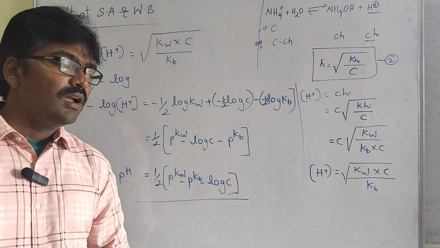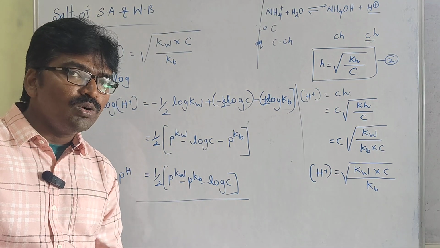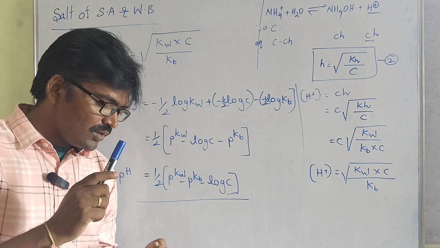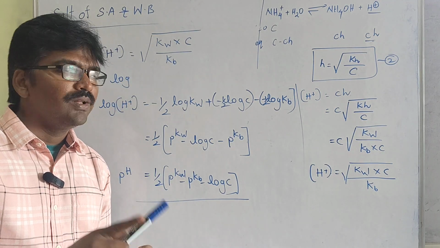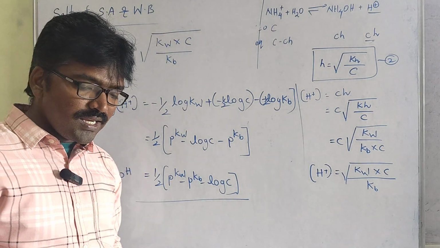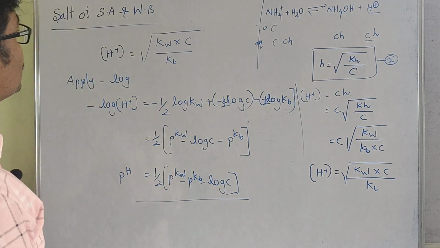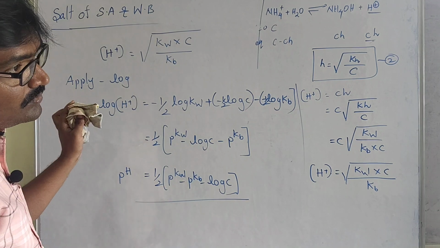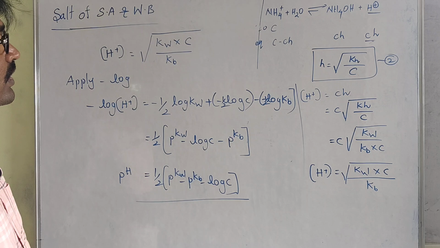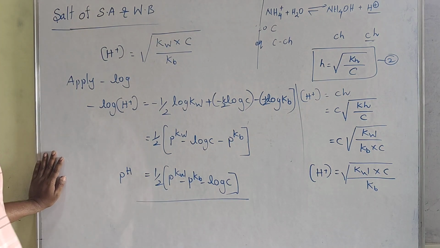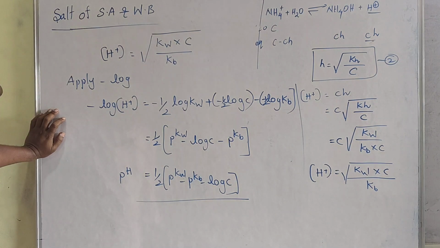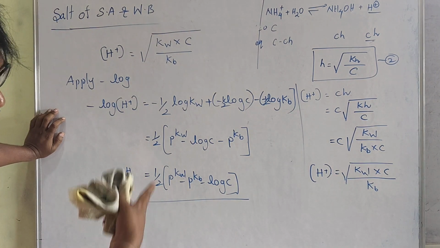Understand, my dear students? So now we have discussed three salts. One is strong acid and strong base salt. One more, weak acid and strong base. Then now we are discussing strong acid and weak base. Next, in case both are weak, that is weak acid and weak base, how the hydrolysis takes place, that we have to discuss. Okay, note it.